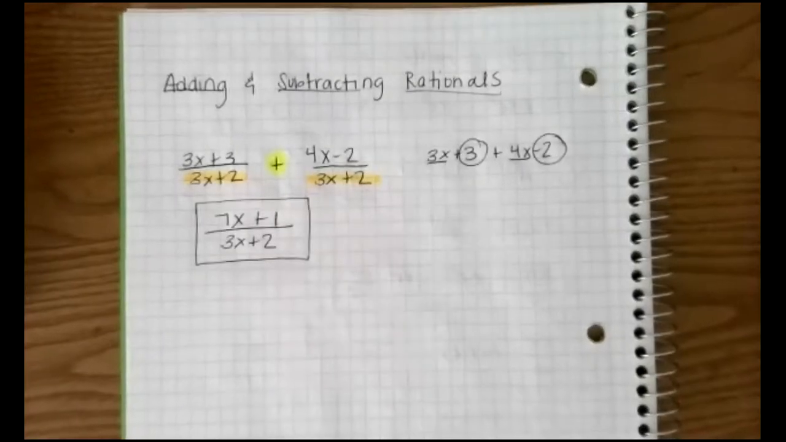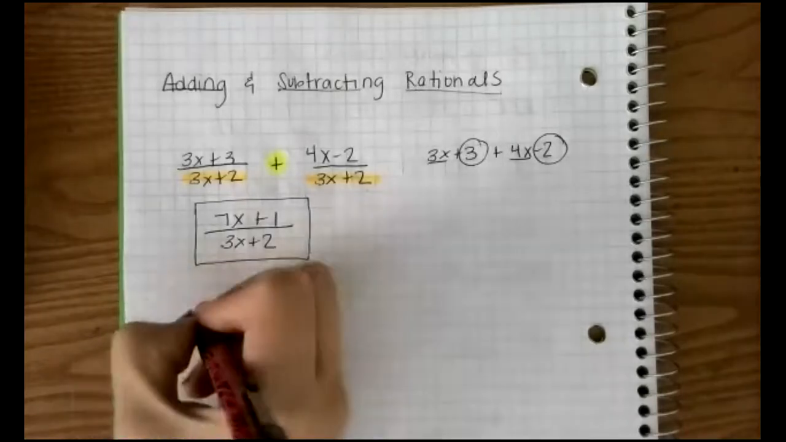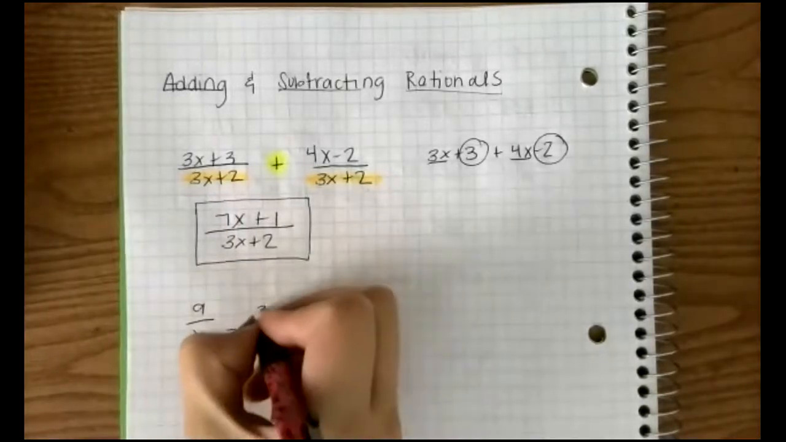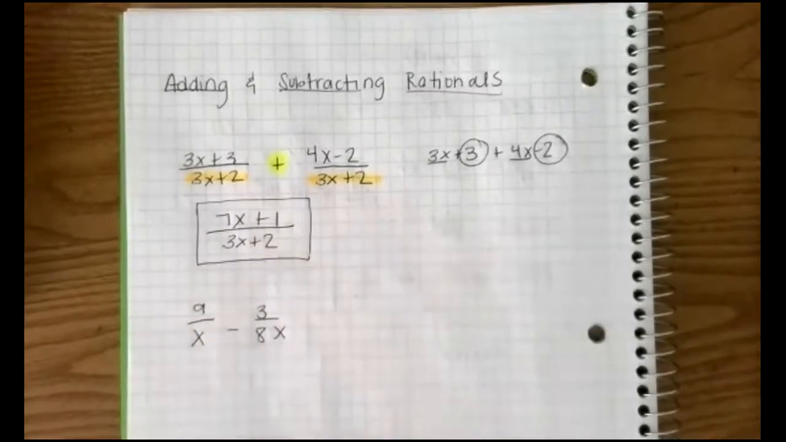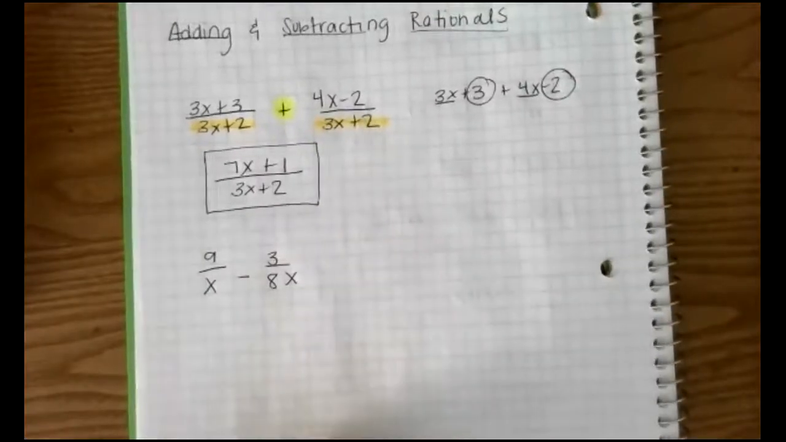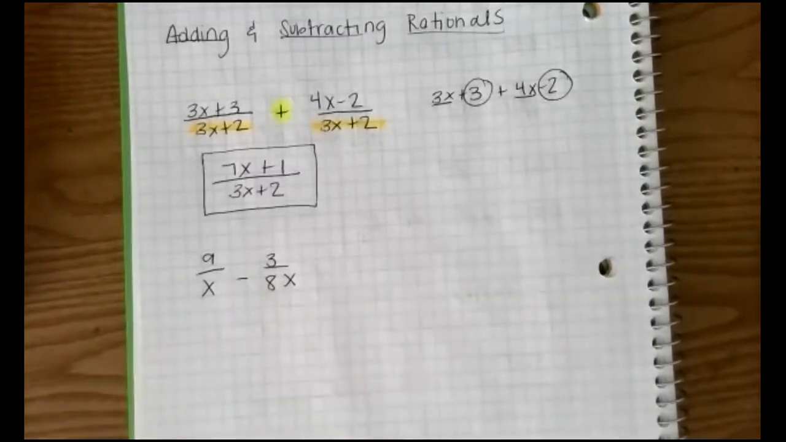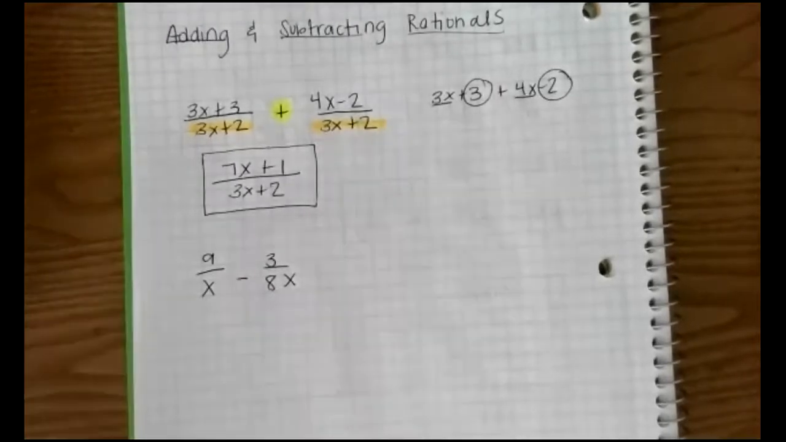So we'll move on to slide 16 and we'll look at a couple more where we have to get our own common denominator. So I'm going to write down a couple of the problems from slide 16. Okay, let's look first at 9 over x minus 3 over 8x. Okay, we're going to look at that first problem from slide 17.